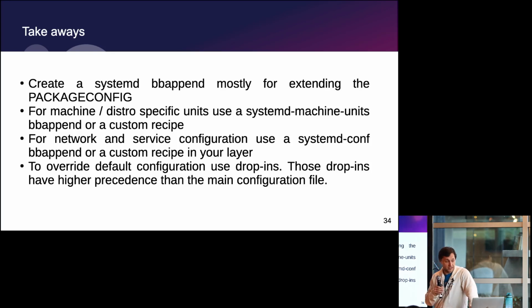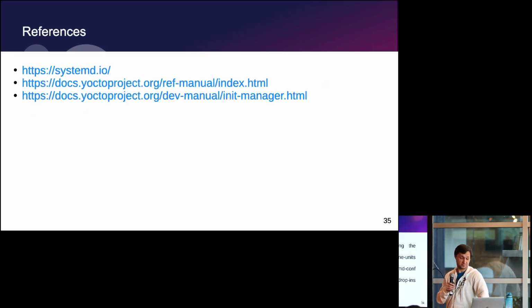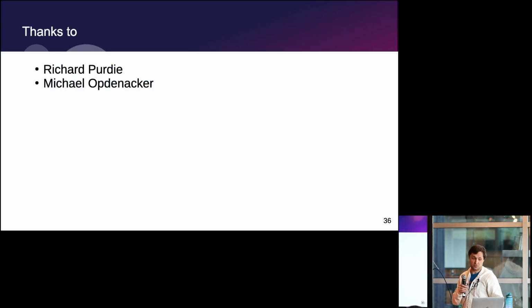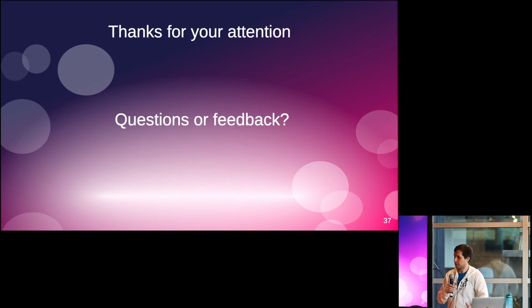Right, so what are some takeaways? If you need to tweak systemd, use PACKAGECONFIG in the bbappend. For the specific machine or distro configuration, use bbappends for systemd machine units, and for configuration, systemd-conf bbappends for systemd-conf. And if it's tempting to override the defaults of systemd, use drop-ins because they have higher priority. Yeah, thanks to Richard, Michael for review, and questions or feedback are welcome.